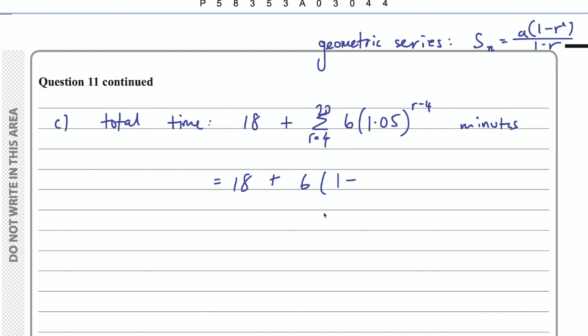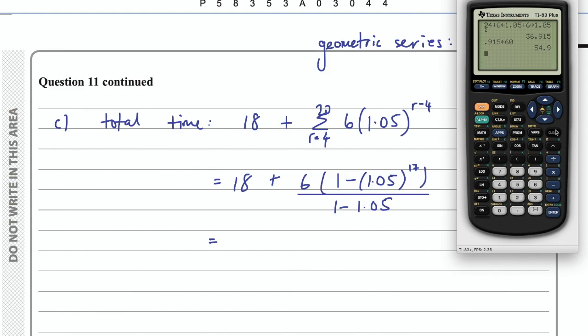So this r to the power n here is going to be 1.05 to the power of 17. And then this is divided by 1 take 1.05. That's the ratio between each term because we're increasing by 5%. And then after we've done that, we just need to plug that into a calculator. So let's see what we get here.